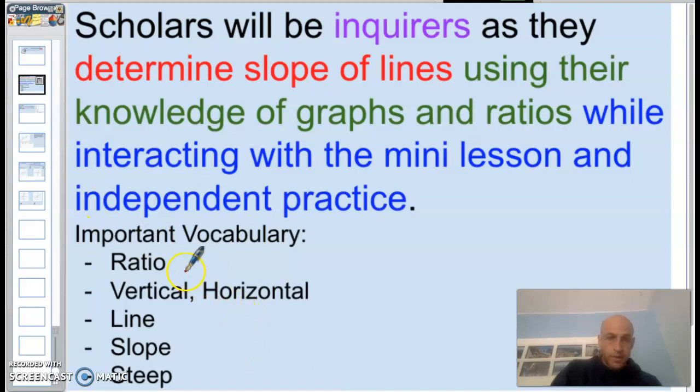Vertical means up and down. Horizontal means side to side. Okay. Line, we're going to be talking about lines. There's that word slope again. We'll get into exactly what that means. And I'm going to be using the word steep here to describe the steepness of a line, or how up it is, or how flat it is. And we're going to be talking about walking up hills, and that might help us understand slope a little bit better.